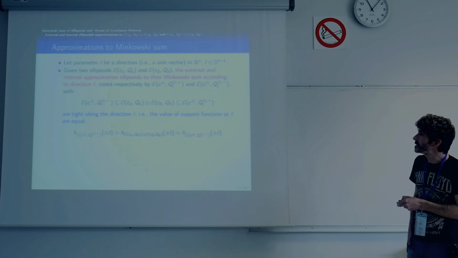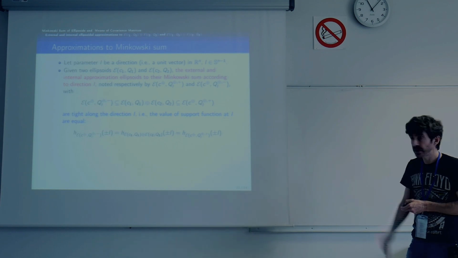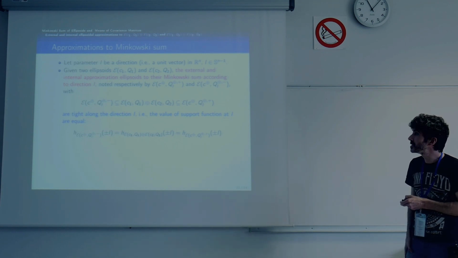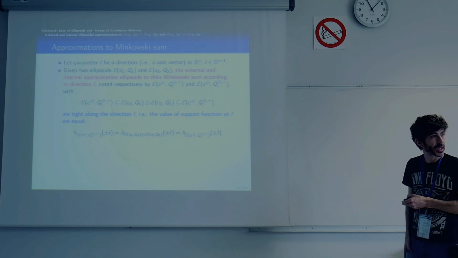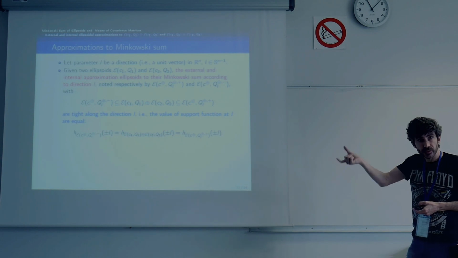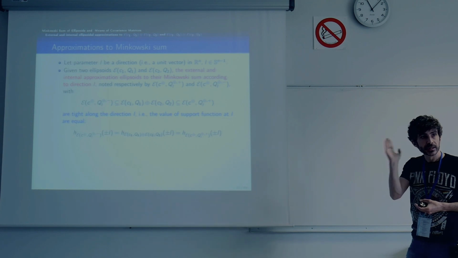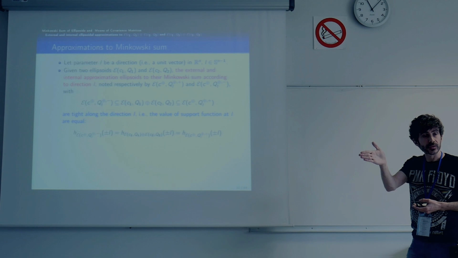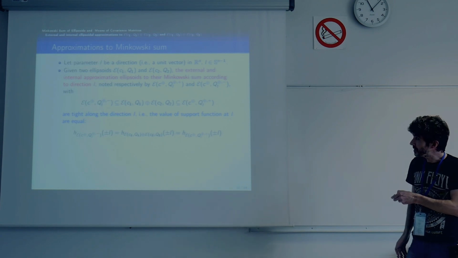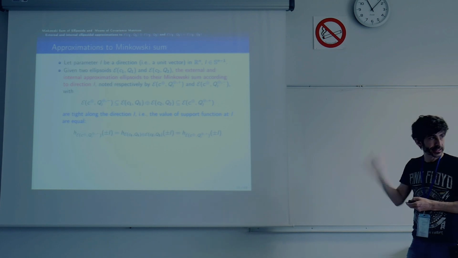And the idea of a good approximation is tied to the support function in this direction being equal for the Minkowski sum and for the two approximations. If you remember the connection between the Hausdorff distance and the support function of the ellipsoid, that means in this direction the distance between the sum and the approximation is equal to 0. So according to the previous result, it is exact in this direction.